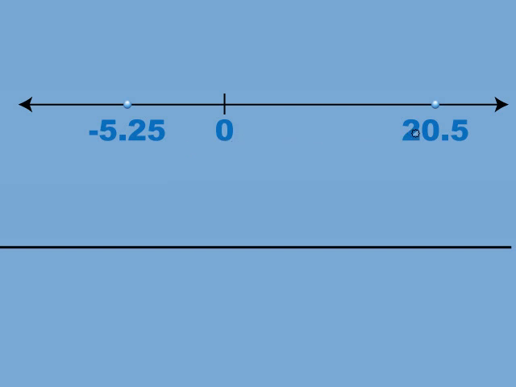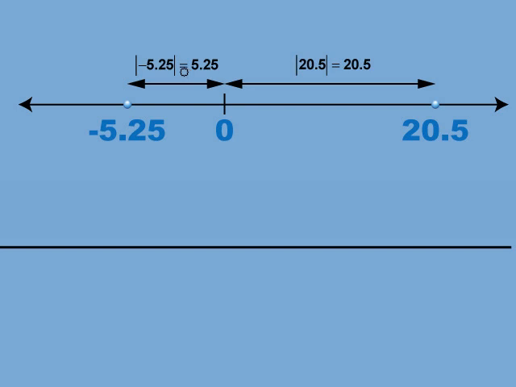To find the distance between the 2 points, we can find the absolute value of each point relative to 0, which is shown here. To find the distance between the 2 points, all we have to do is add the two absolute values. Just add 5.25 and 20.5. The result is 25.75. So the distance the bird traveled was 25.75 feet, taking into account the distance above the waterline and the distance underwater.